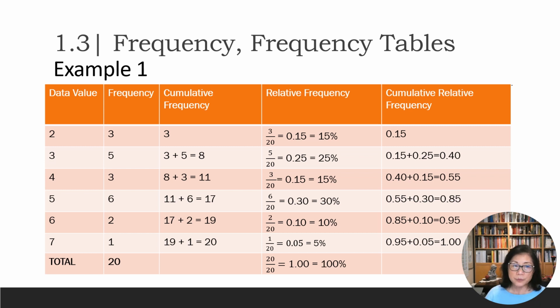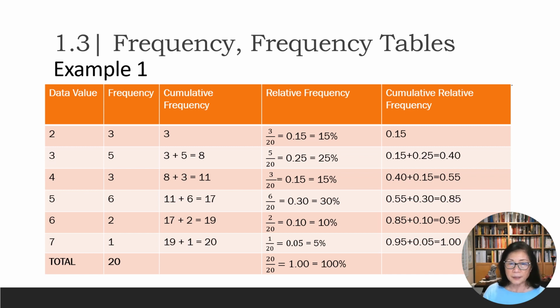With the data value 3, we have 5 frequency. So take 5 divided by total 20. That gives you 0.25 or 25%. And how can we get a percent? You just need to take the decimal multiplied by 100%. That's going to bring you, remove the 2 decimal digits off and become just 25 with the percent symbol.